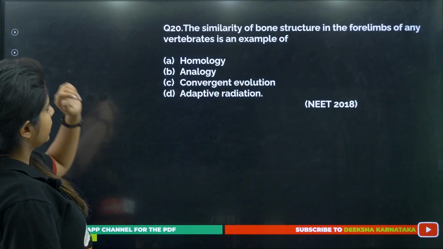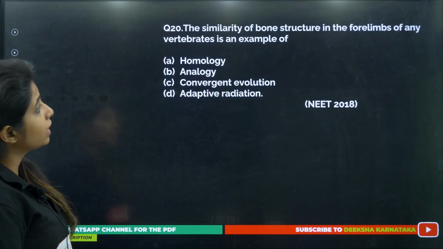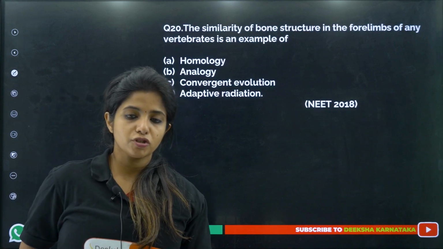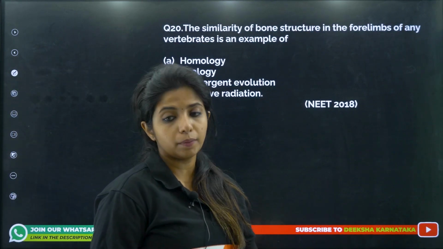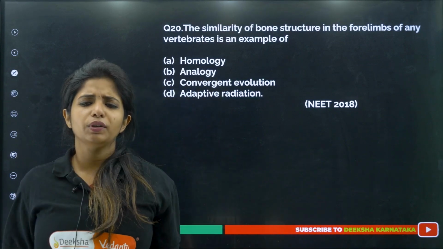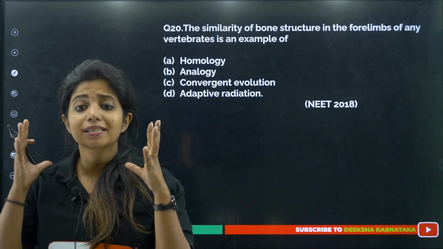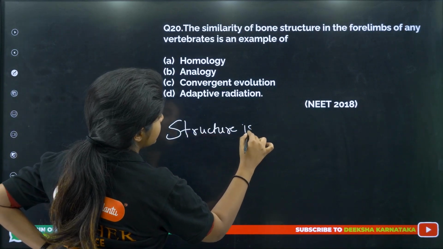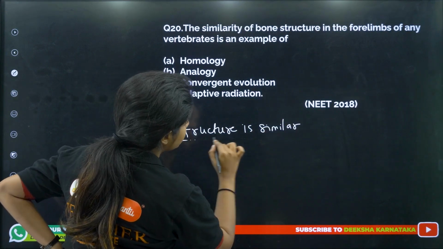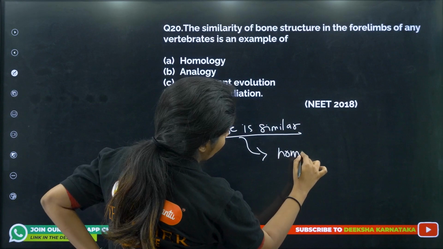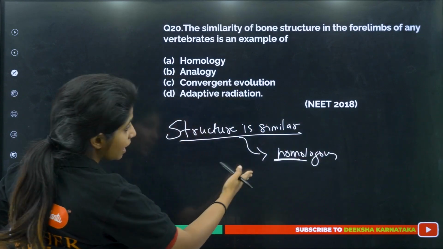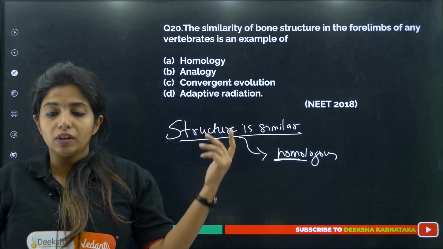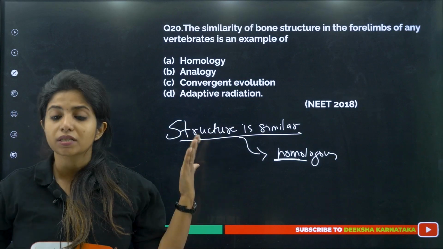Next question. The similarity of bone structure in the forelimbs of any vertebrates is an example of what? Similarity in the bone structure of vertebrates, for example a cheetah, or us human beings, or any vertebrate, a fish or us, whatever you take. If the structure is similar, my dear children, and if they have different functions, then this has to be homologous. Homologous means they have structural similarity but different functions, because they evolved in different ways due to different adaptations that were needed by them.